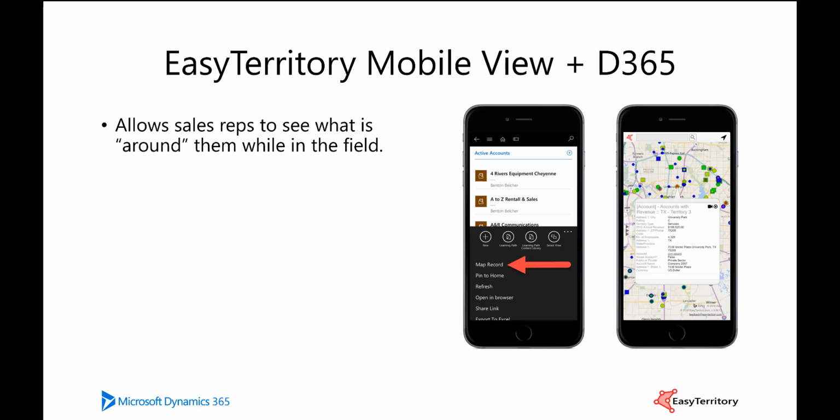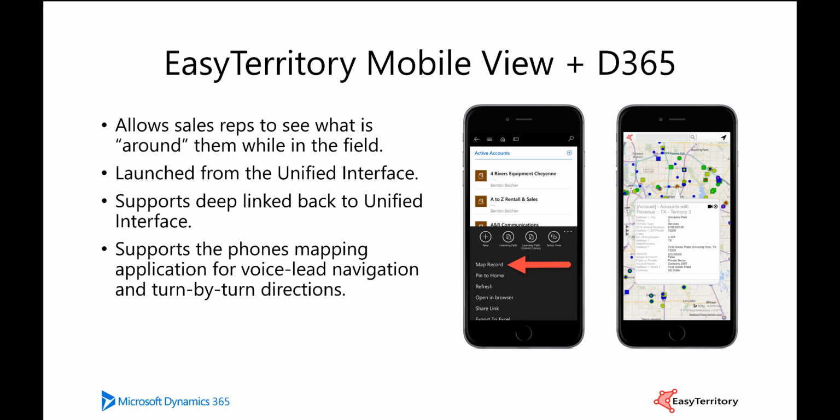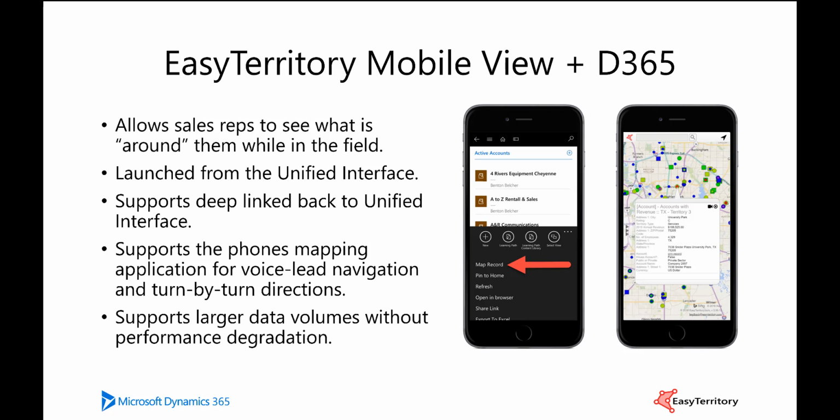So today we'll take a look at starting in the unified interface and launching into the EasyTerritory mapping application, and then jumping back into the unified interface by clicking a new account or lead on the map. We'll also take a look at how EasyTerritory allows you to use the phone's mobile mapping application to give you turn-by-turn directions from your current location to a location that you want to go to. Finally, EasyTerritory supports large data volumes without any performance degradation.